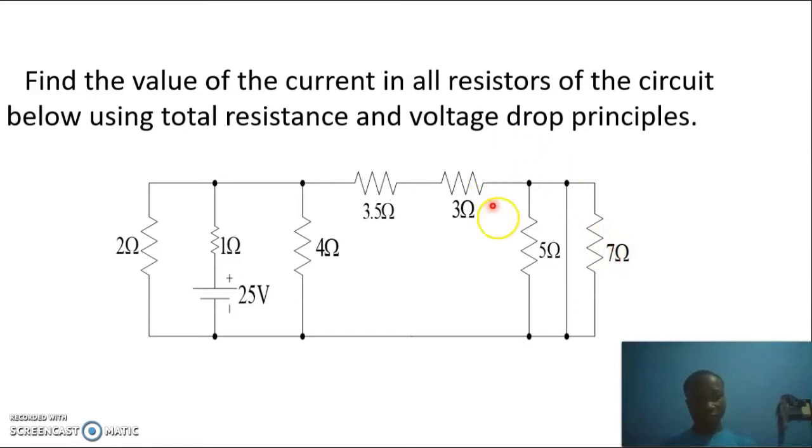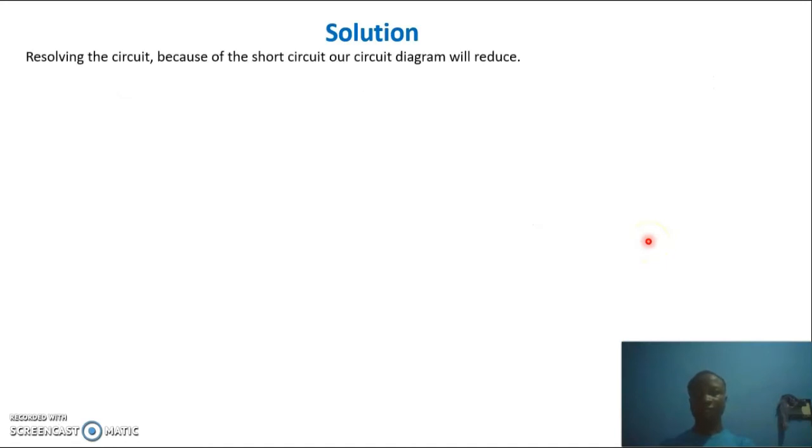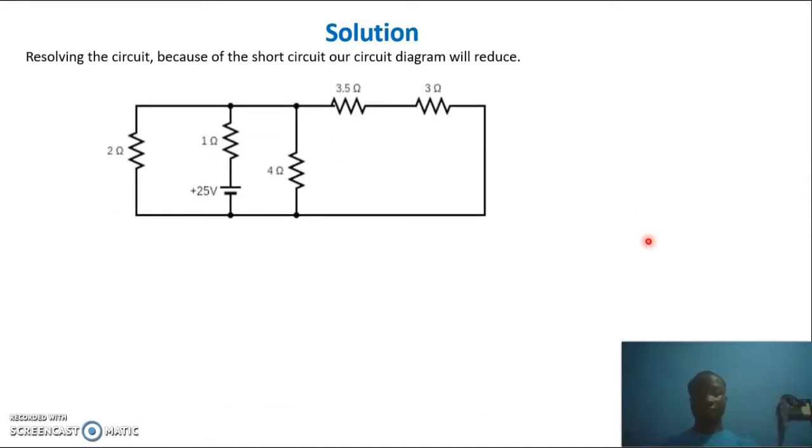The first part of the solution is knowing that this short circuit is taking care of these two resistors which are connected in parallel with it, so current will not flow through them. Let's look at it. As I said earlier, because of the short circuit, our circuit diagram will reduce. So this is our final circuit diagram that we are going to work with.